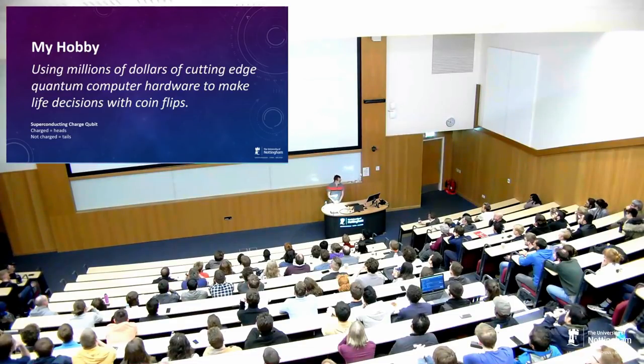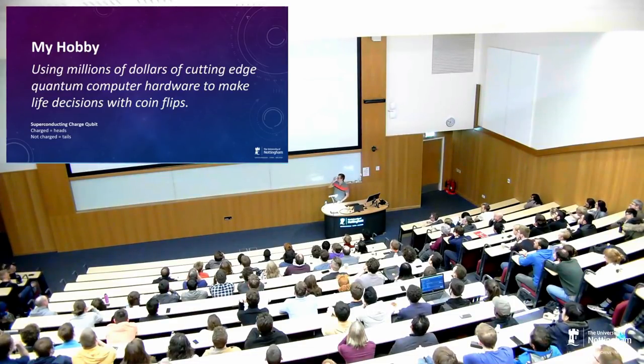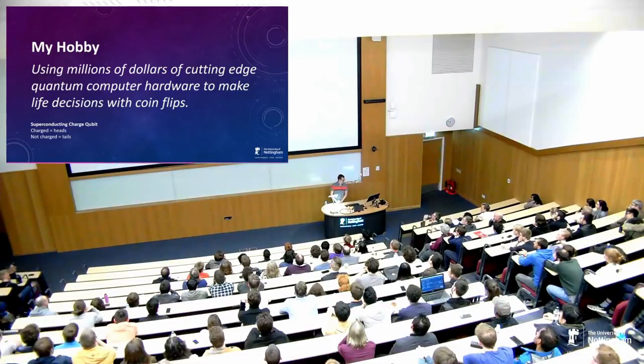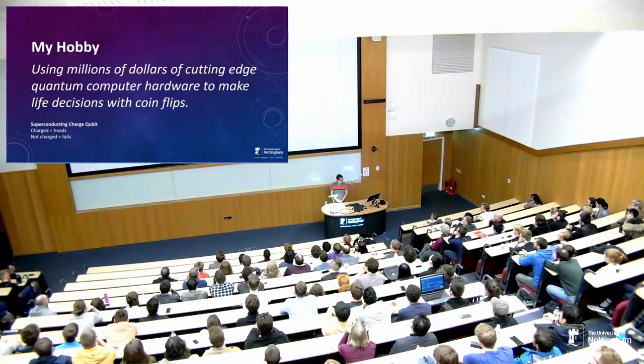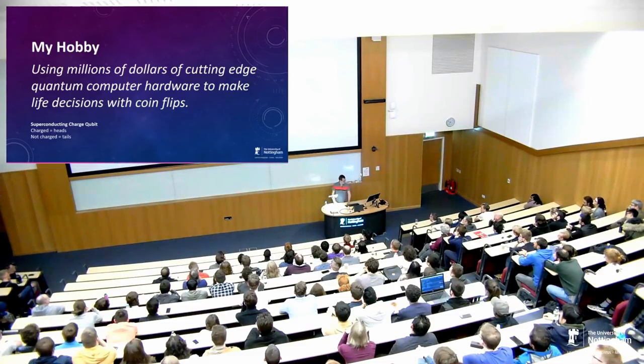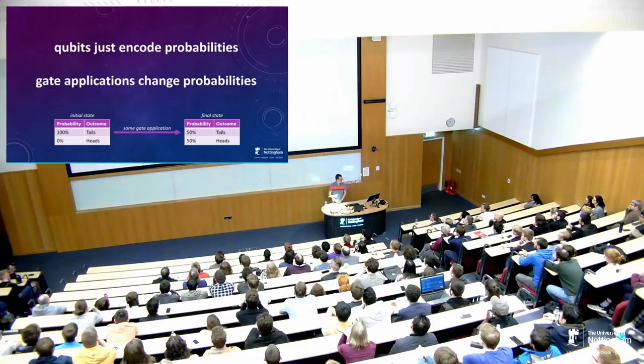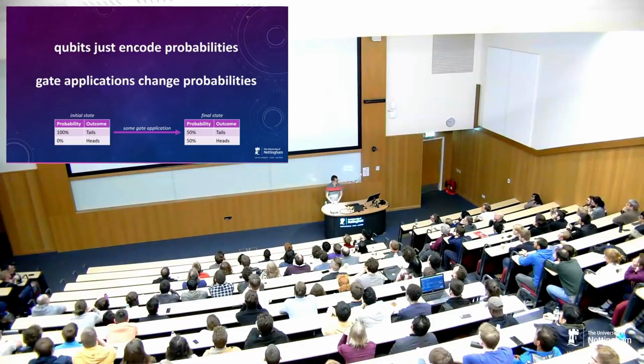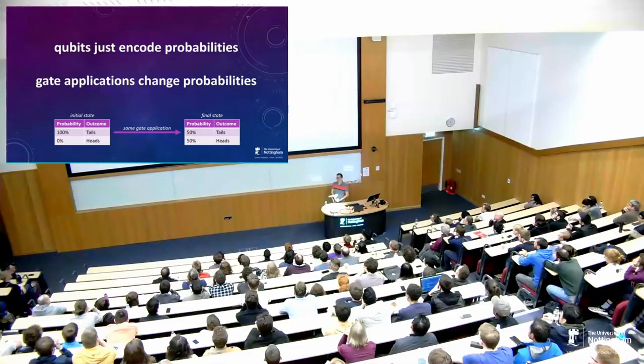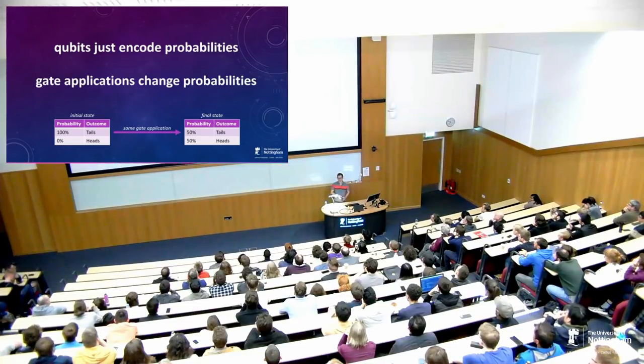So here, what I think is that I take a qubit, and if it has a charge, I say that's heads. If it doesn't have a charge, that means it's tails. So what I want to do is try to construct a program to do this. Like I said, qubits just encode probabilities. And a new concept, a gate application, is what allows us to change these probabilities in a favorable fashion for us.